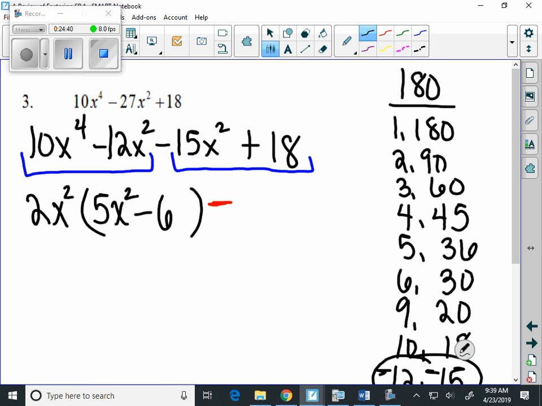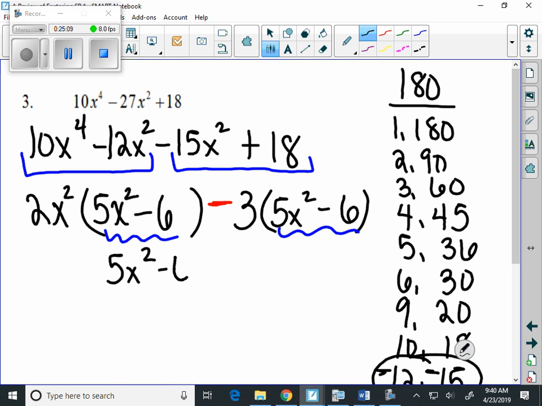Between 15 and 18, the common factor is a 3. Negative 15x squared divided by negative 3 is positive 5x squared. Positive 18 divided by negative 3 is negative 6. And now from each group, we have the 5x squared minus 6. And we have the 2x squared minus 3.